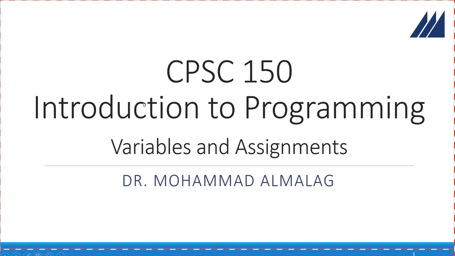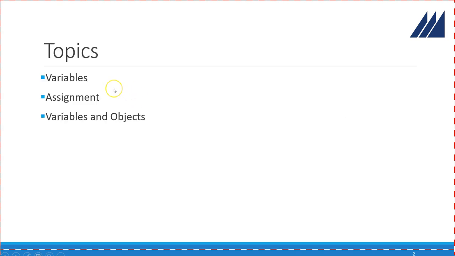In this video, we'll talk about different things. We'll talk about first variables in Python. How can we create variables? We probably already saw that in the previous videos, but we'll talk about it in a little bit more detail. We're also going to talk about the assignments, how we can assign values to the variables. And then we'll talk about variables and objects in Python, which is a little bit different than other programming languages.